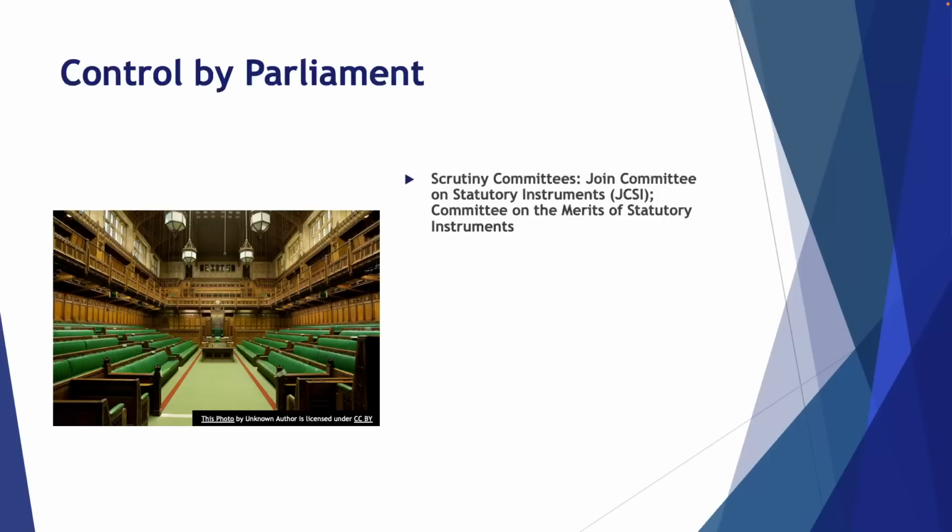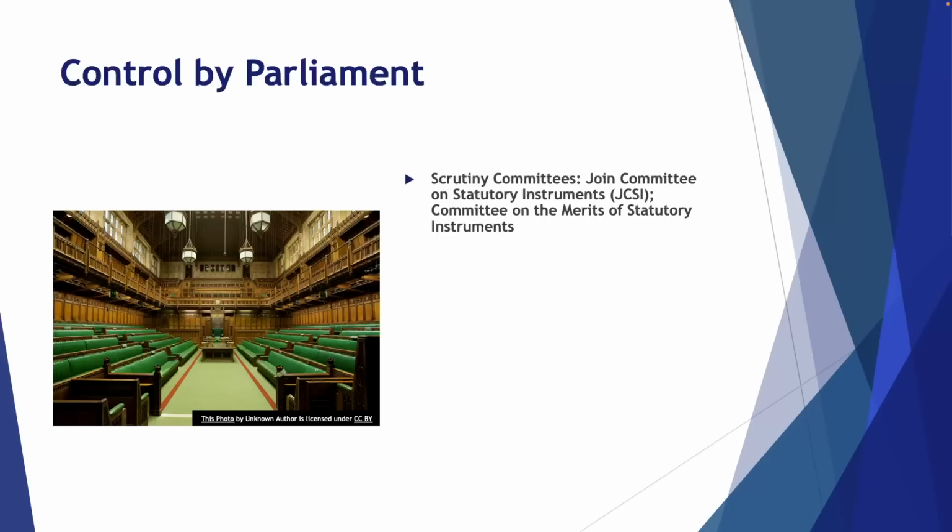So, for example, there are a number of scrutiny committees that exist. First of these is the Joint Committee on Statutory Instruments, the JCSI. This is a parliamentary committee that is responsible for reviewing various different statutory instruments, hence the name. They review statutory instruments to ensure that they comply with a number of procedural requirements and that they, importantly, do not exceed the powers that are granted by the Enabling Act.